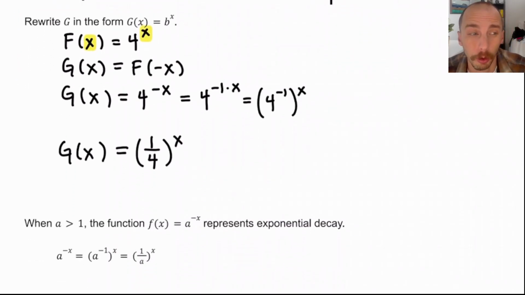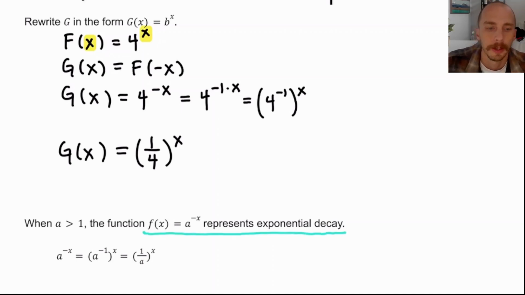And in general, if you have a base that's greater than 1, the function f of x equals a to the negative x, that's going to represent exponential decay for reasons I just went through right here. But I'll also say, other examples of that would be like y equals 2 to the negative x, or 3 to the negative x, or 5 to the 2 minus x, right? If we have really a negative x power of a number that's greater than 1, we're going to be seeing exponential decay.